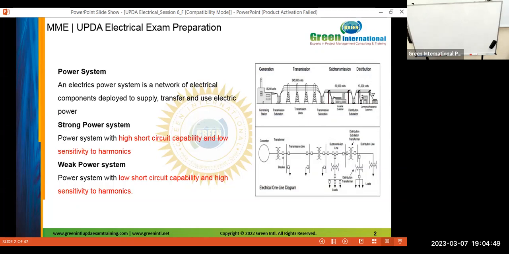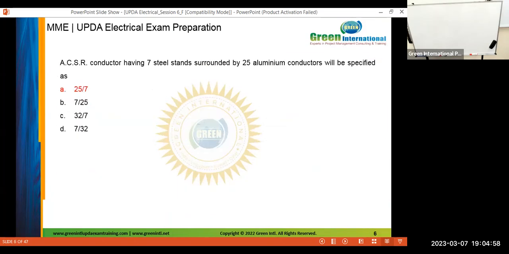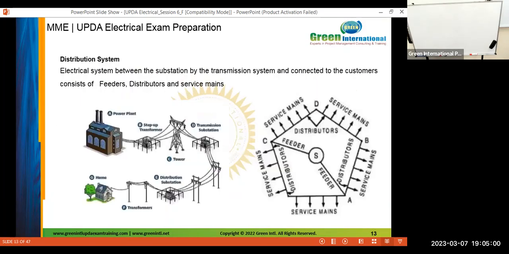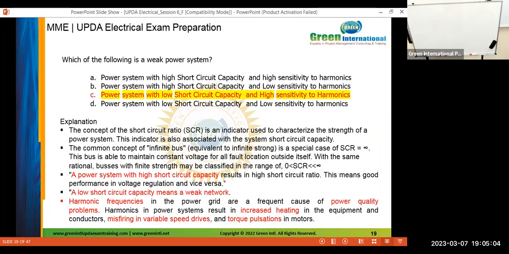From these two definitions, we have one question. Which of the following is a weak power system? This question is frequently asked in the exam. So a weak power system has low short circuit capability and high sensitivity to harmonics.